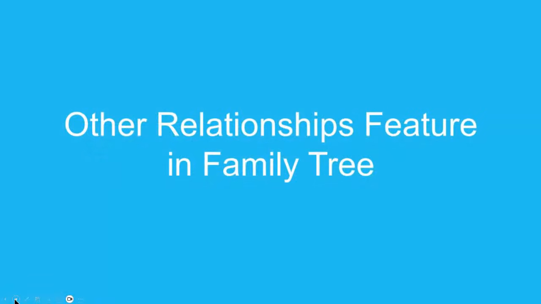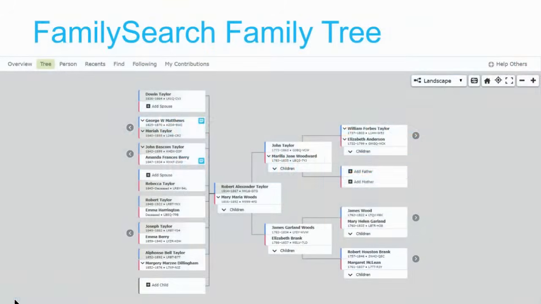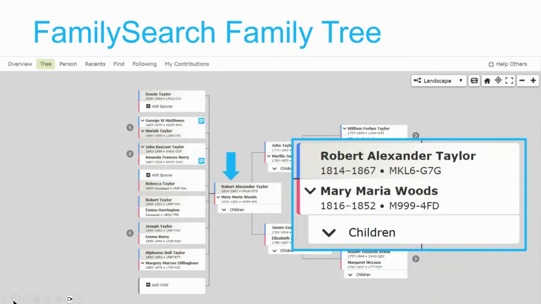Another relatively new feature on FamilySearch is part of Family Tree and is called Other Relationships. Robert Alexander Taylor and his wife, Mary Maria Woods Taylor, were slaveholders in Texas when Mary passed away in 1852. She died intestate, leaving no will. In order to settle her estate, an inventory had to be made of her property, including anything she owned in common with her husband.